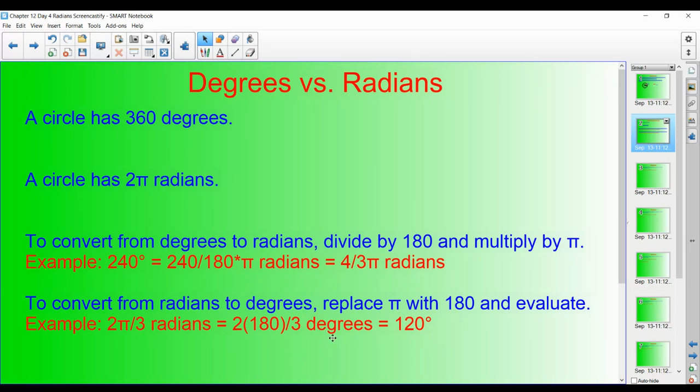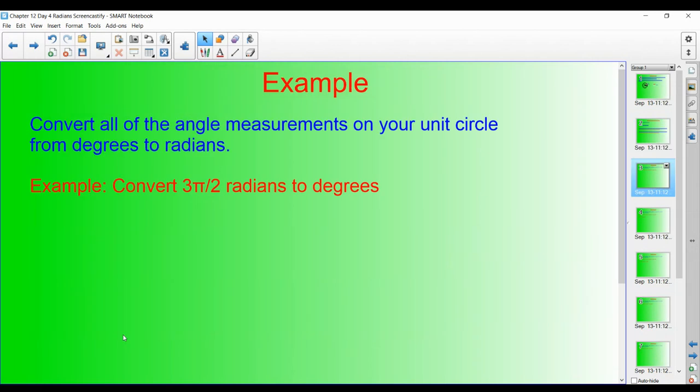And converting from radians to degrees, if I see a pi, pi is 180, so I can just replace it. So radians to degrees, I think, is a little bit easier, or at least it has fewer steps. So let's go through a few examples. We'll go through start to finish. Convert 3 pi over 2 radians to degrees.